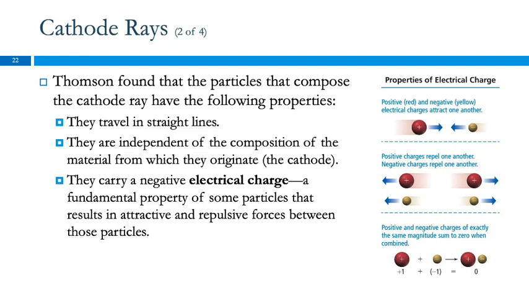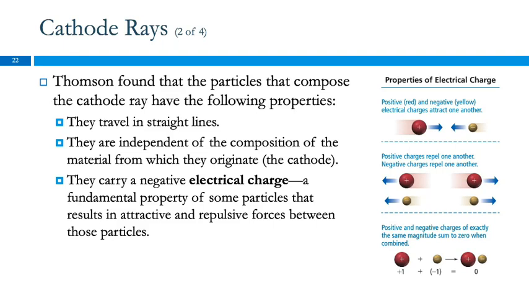So Thomson found that the particles in that ray had particular properties. They traveled in straight lines. They were independent of what the cathode was made out of. So that metal end, the electrode, could be any metal, and the cathode rays were the same. And those particles carried a negative electrical charge.